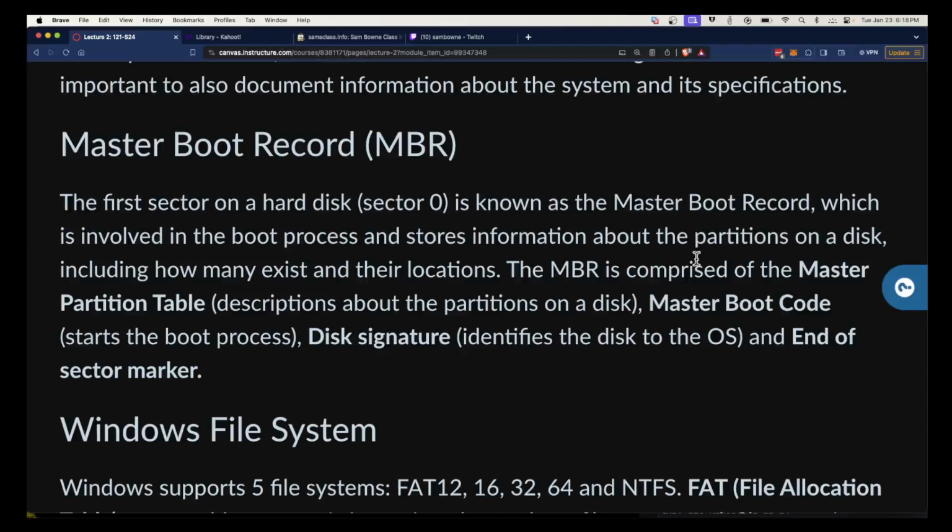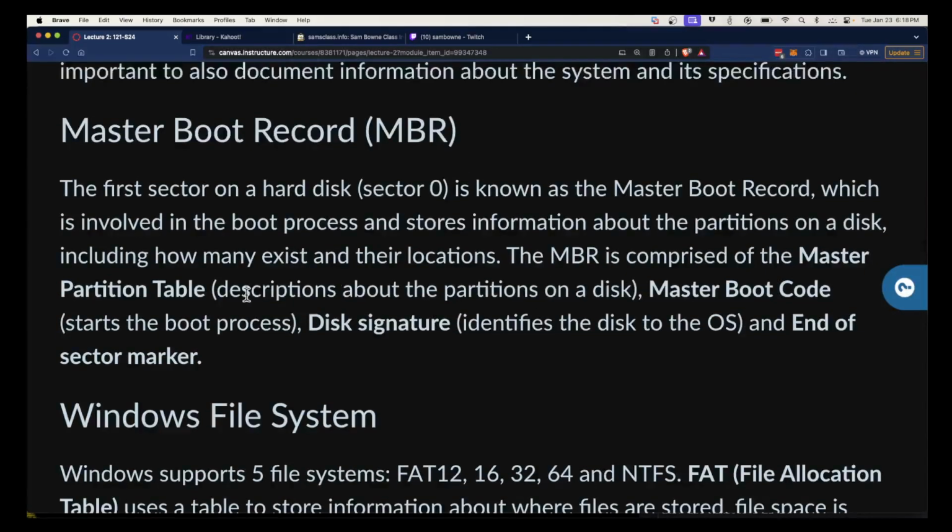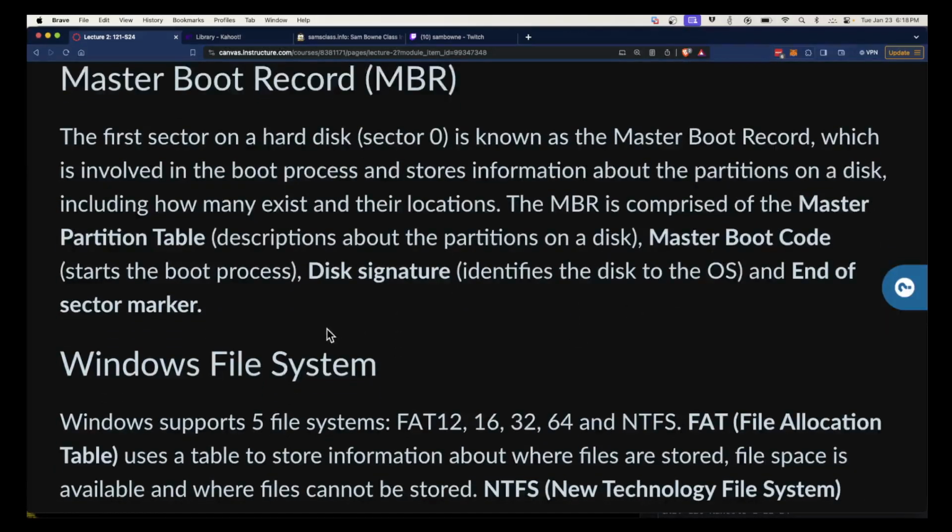And this stores information about the partitions, unless you're using the more modern GPT system, GUID partition table. But Windows machines are often still using this. So you have a master partition table, which lists the sections of the disk that have typically been assigned drive letters in Windows, like C, D, and E. And all right, it's got a master boot code that never varies, and a disk signature, and an end of sector marker.